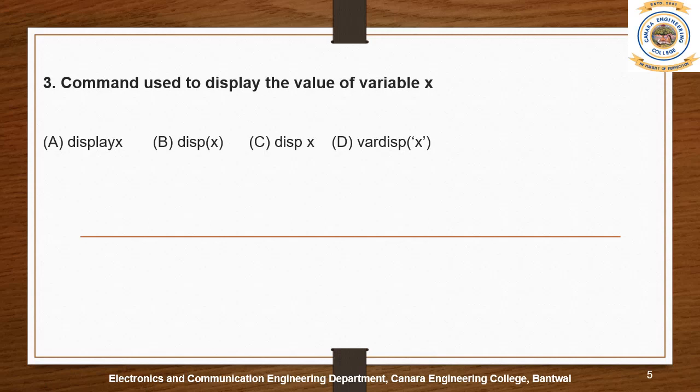A command used to display the value of variable x is... Basically, disp is a command in MATLAB which is used to display any variable value. Therefore, the option for this question is B, which is disp of x.